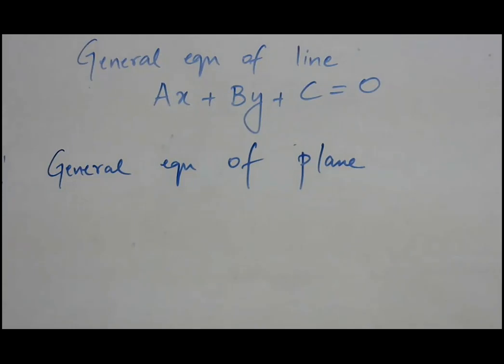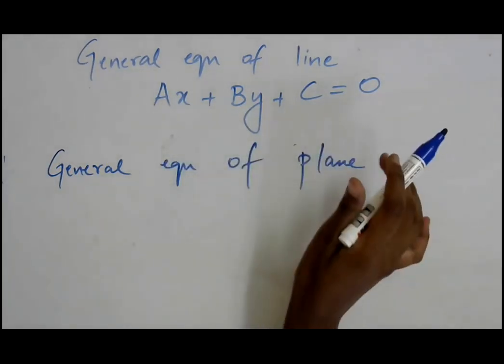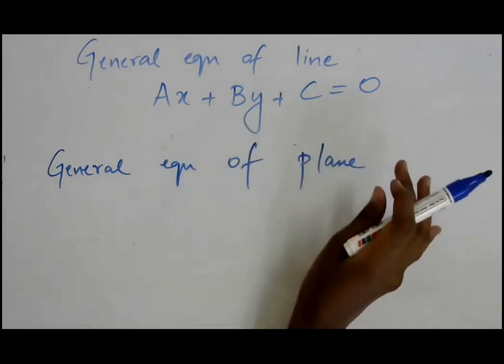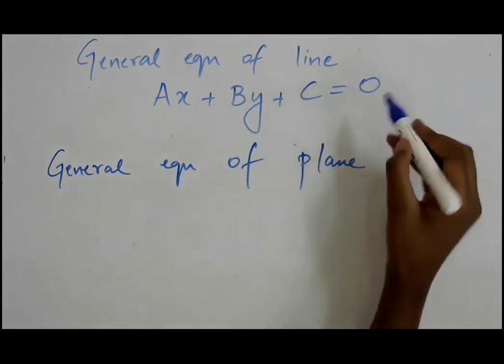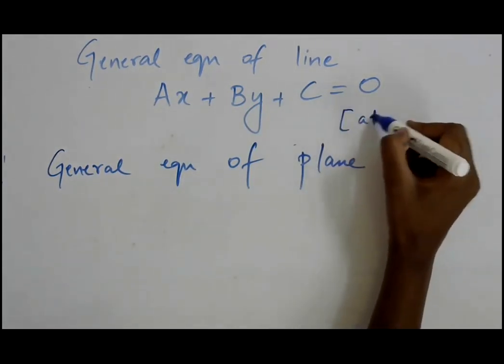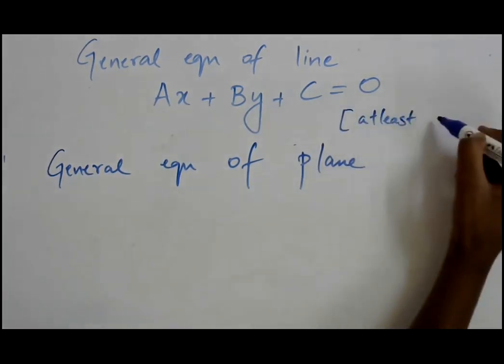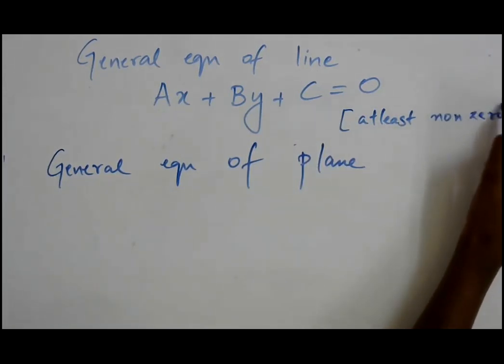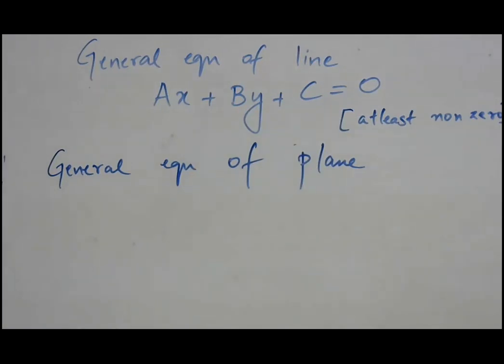So one particular condition on this equation is a, b and c are constants. We can take the value of 0 provided all of them do not take the value of 0 at the same time. That means at least one of them should be non-zero. And that does make sense because if we have all 0, it's just 0 equal to 0. It's not going to represent anything.